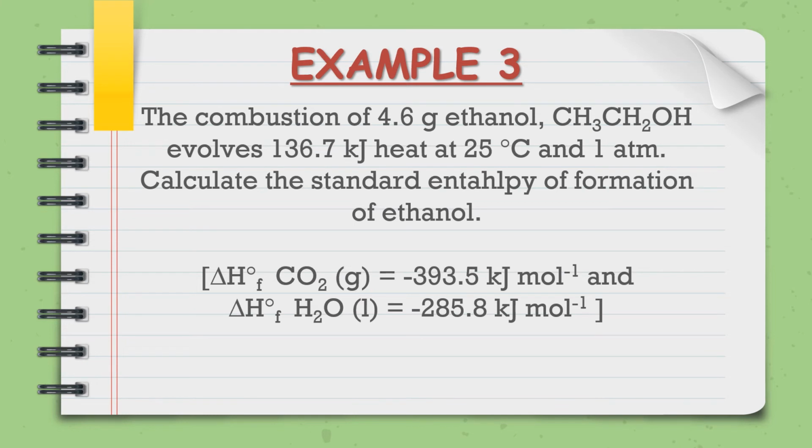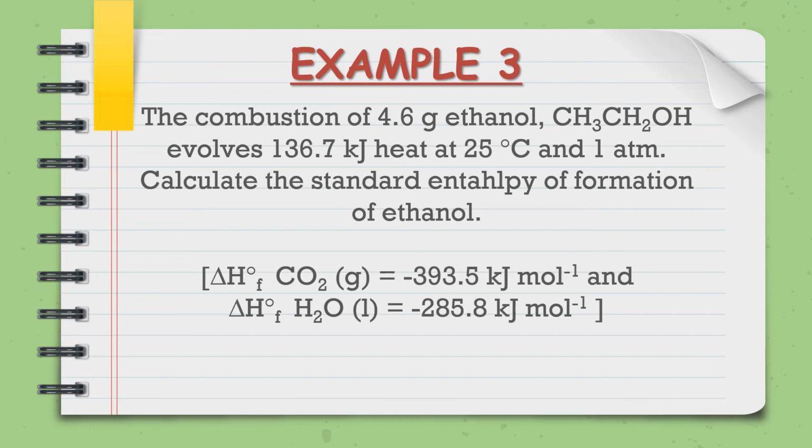So the final example: the combustion of 4.6 gram ethanol evolves 136.7 kilojoule heat at 25 degrees Celsius and 1 atm pressure. Calculate the standard enthalpy formation of ethanol. For this question, the information given to you is delta H naught formation for carbon dioxide and delta H naught formation of H2O.